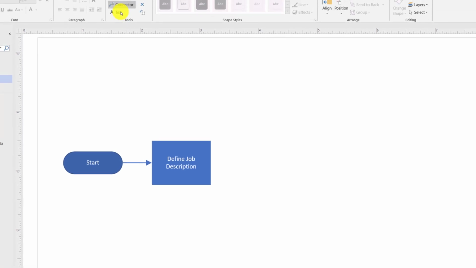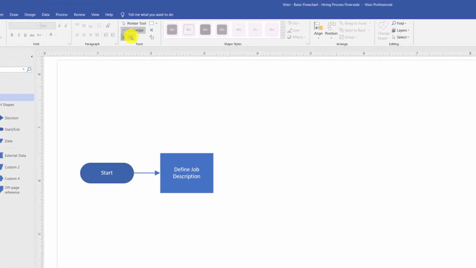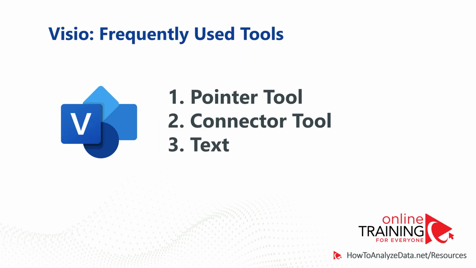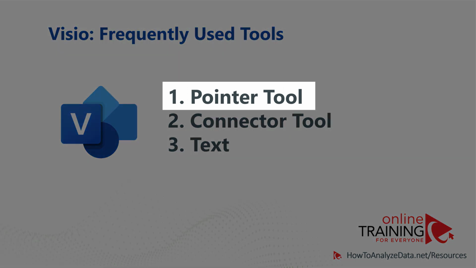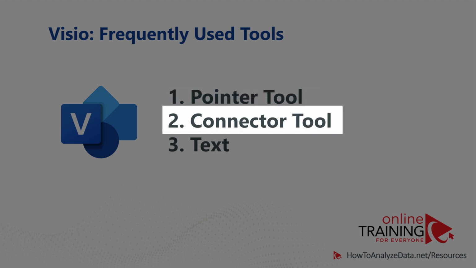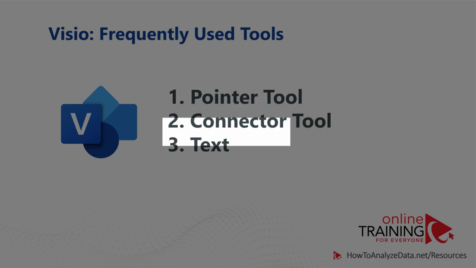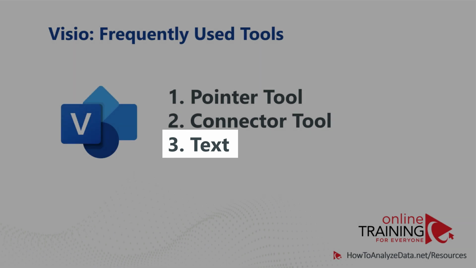You add title to the diagram by using the text tool. You select the text tool, select the area, and type the name of the diagram. There are 3 main tools that you most likely will be using and switching between in Microsoft Visio. You use pointer tool to work with shapes. You use connector tool to connect shapes. And you use text tool to add text into the diagram.